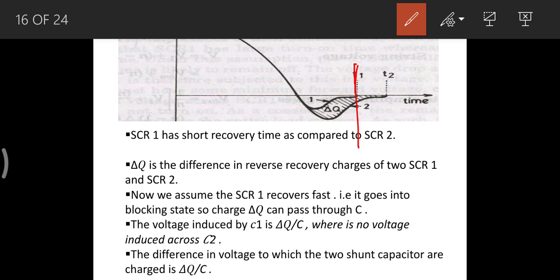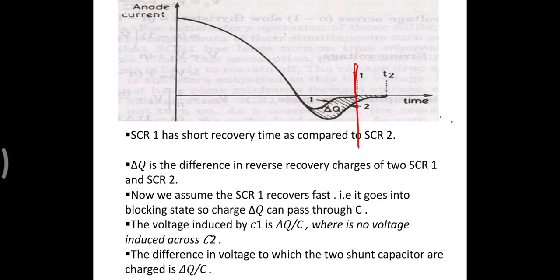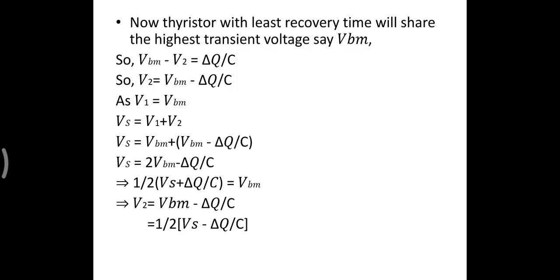The voltage induced by the capacitor is delta Q by C, whereas no voltage is induced across the capacitor of the other SCR. The difference in voltage to which the shunt capacitors are charged is delta Q by C. See here, we have to calculate the capacitance C also. Then only can we provide better efficiency for the circuits. So this is from the circuit.